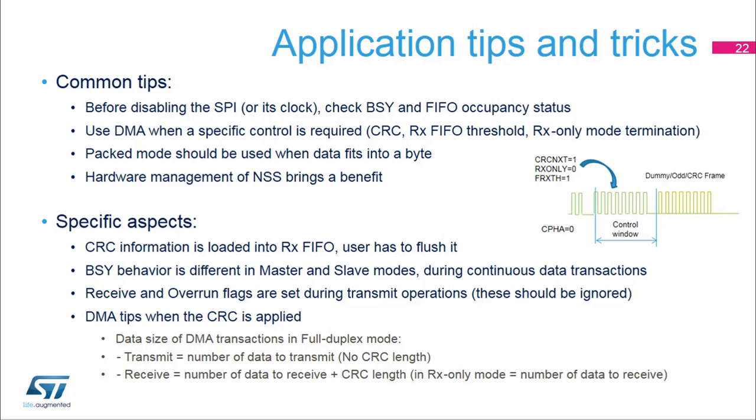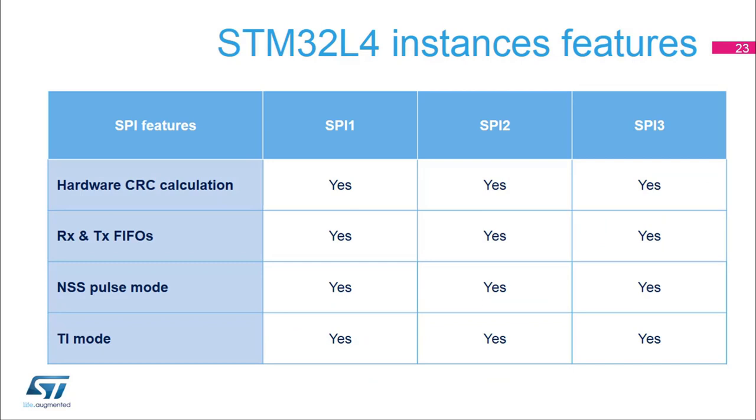The data size to be processed by the DMA when including the CRC is dependent on the mode. This data size has to be configured differently when receiving or transmitting data in full duplex mode than in receive-only mode. There are three SPI instances within the STM32L4, and each support all the features we have discussed.